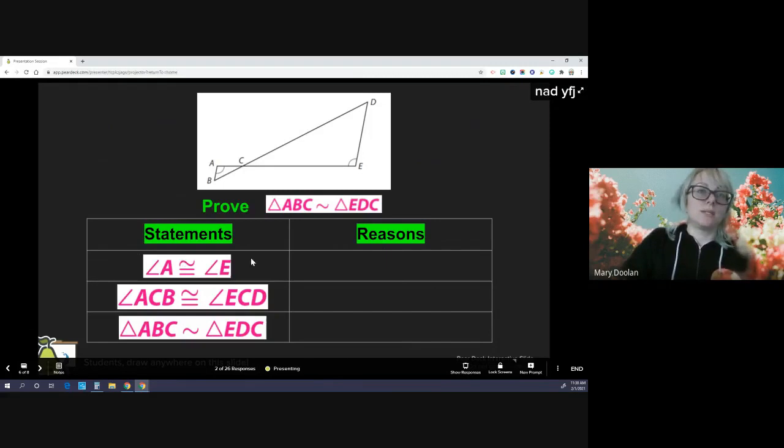So the first statement says, well, angle A is congruent to angle E. And the reason that I know angle A is congruent to angle E is because why? How do I know that? So what is this first reason here? What could I put there?